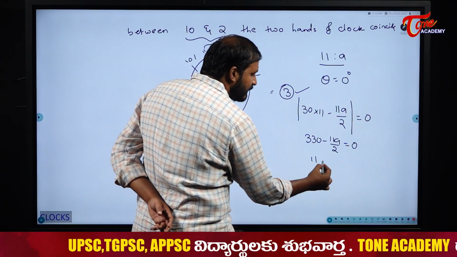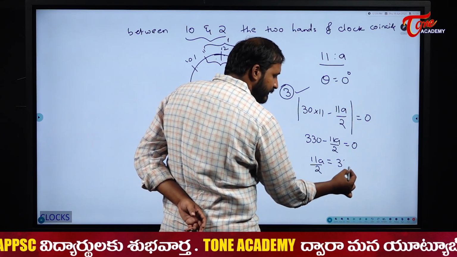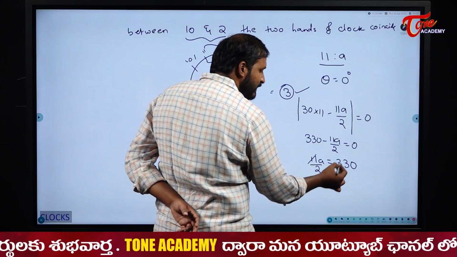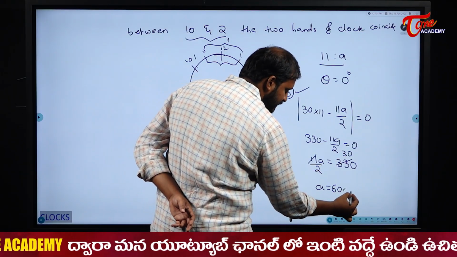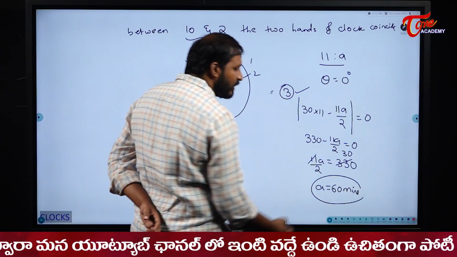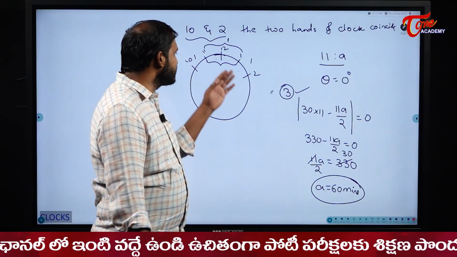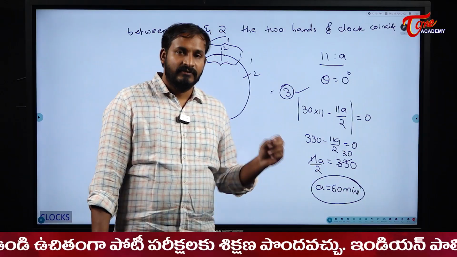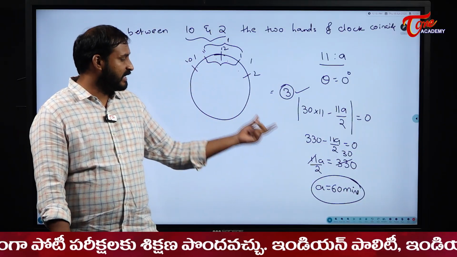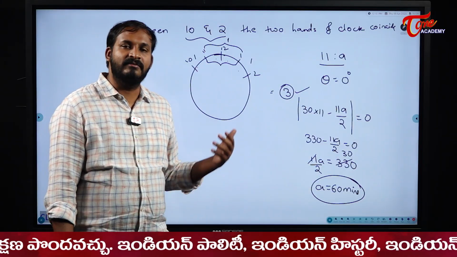From this what can I write? 11A by 2 is equal to 330. 11 ones 11, 3 zeros. So A value will become 60 minutes. So 11 o'clock 60 minutes means what is the time? It means the time is exactly 12 o'clock. This is how we will tell that. While calculating, we will get 11 o'clock 60 minutes, which is nothing but 12 o'clock.